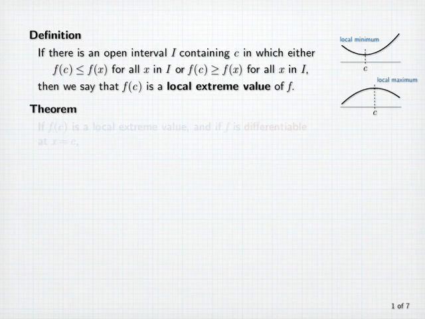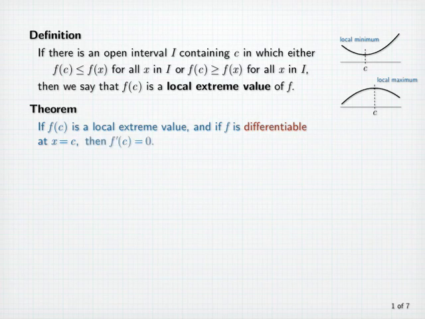Let's also recall the following theorem. If f of c is a local extreme value, and if f is differentiable at x equals c, then f prime of c equals 0.